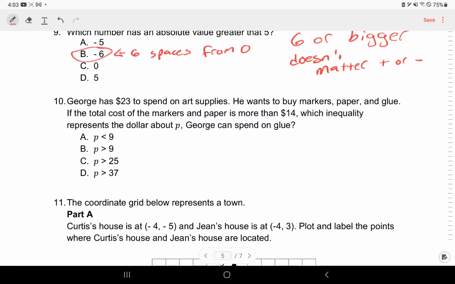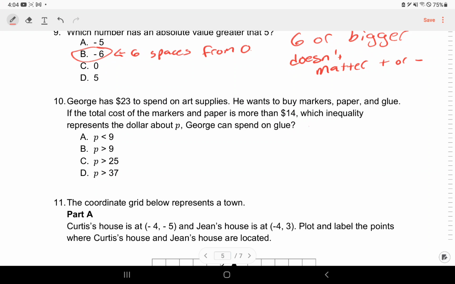Okay, George has $23 to spend on supplies. He wants to buy markers, paper, and glue. The total of the markers and paper is more than $14. Which inequality represents the dollar amount, P, and I think that's supposed to be amount, George can spend on glue.